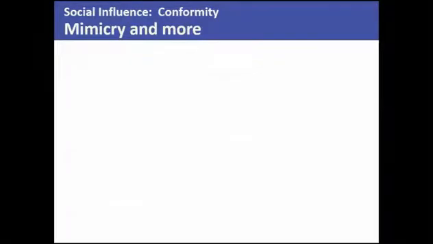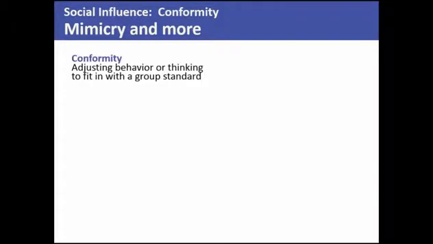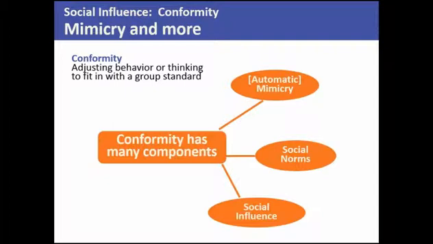Conformity is one form of mimicry, where we see what other people are doing and we do it too. Not because we were specifically asked, not because we're necessarily even aware that we're trying to be like somebody else, but we see what everybody else is doing and we choose to go along with it. So conformity is defined as adjusting behavior or thinking to fit within a group standard. And there are different kinds of conformity. There's mimicry, which is automatic. You don't even really know you're doing it. There is the influence of social norms, expectations that come from the group. And then there's social influence, sort of what everybody else is doing.